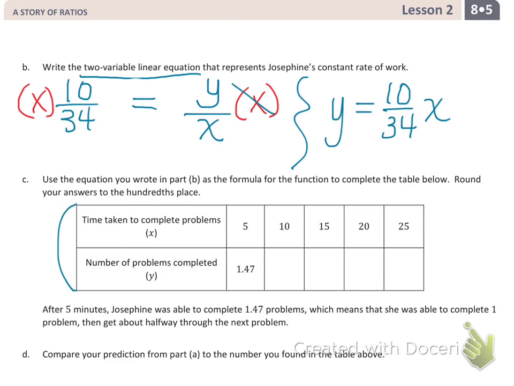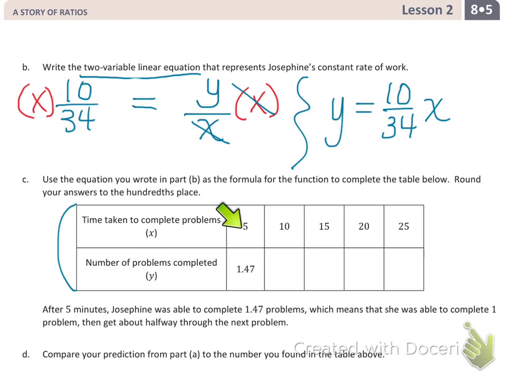Okay, because I had the x's cancel here, so I'm left with just y is equal to x times this ratio here. Okay, so I'm going to use this equation that we wrote in part B, which is right here. There's our equation, as the formula for the function to complete the table below. Round your answers to the hundredths place. So you're going to want to use a calculator with this and go ahead and put in the different values for x that are represented here.